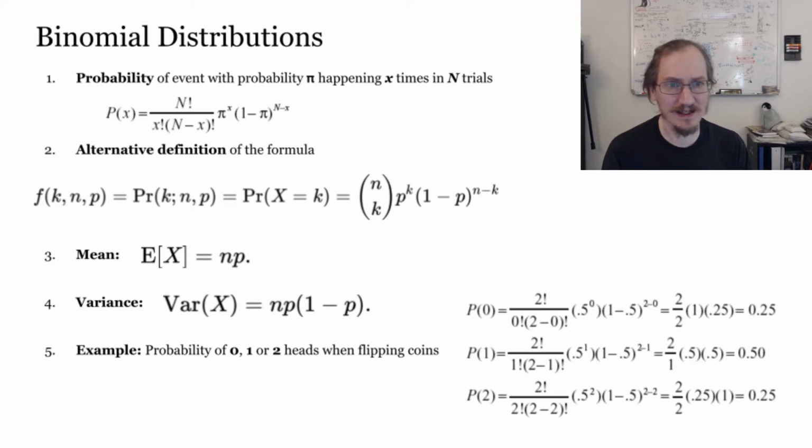Now the variance, of course, is n times p times 1 minus p, right? So it's the probability of it happening times the probability of the other thing happening times the number of trials that you've conducted.